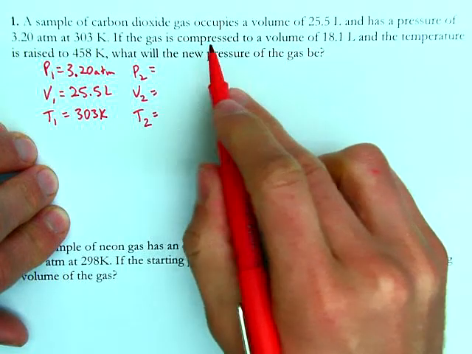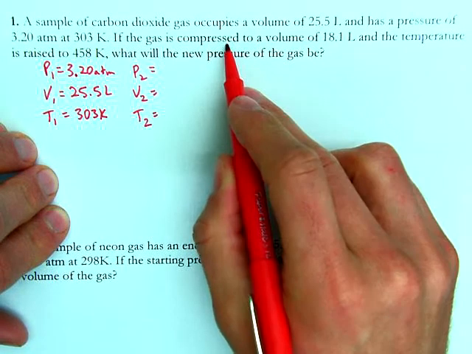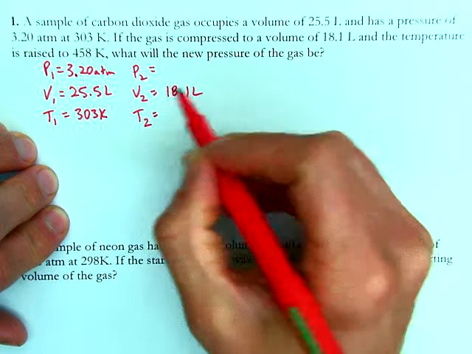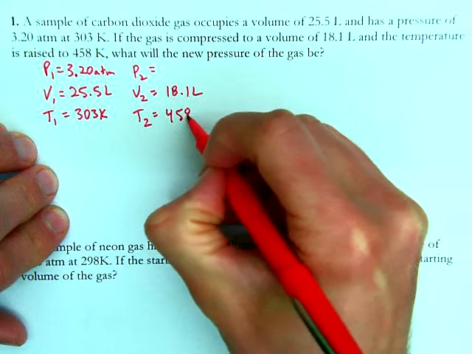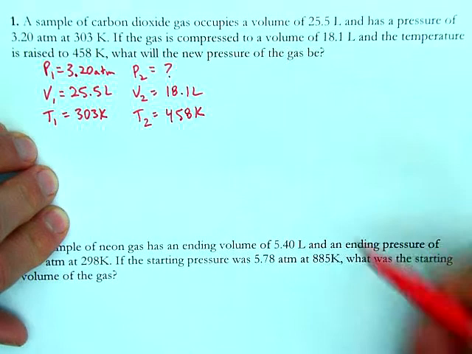If the gas is compressed to a volume of, okay, so it's getting squeezed into a smaller volume, so the new volume is only 18.1 liters, and the temperature is being raised to 458 Kelvin. They're saying, what will the new pressure be? So we're solving for P2.